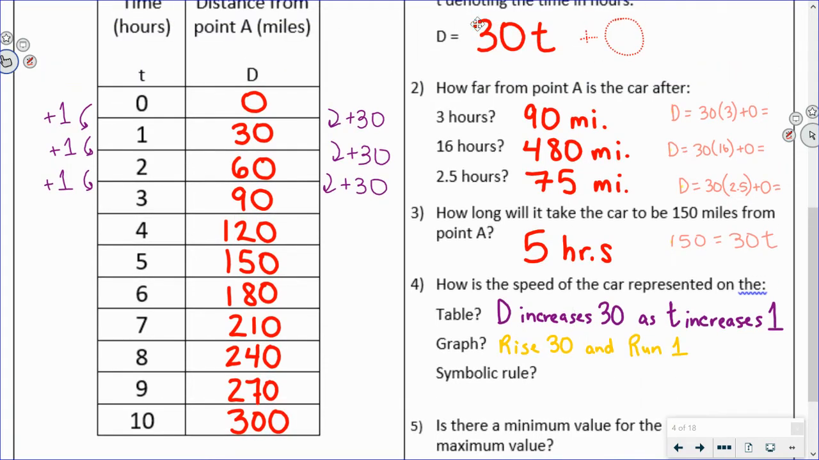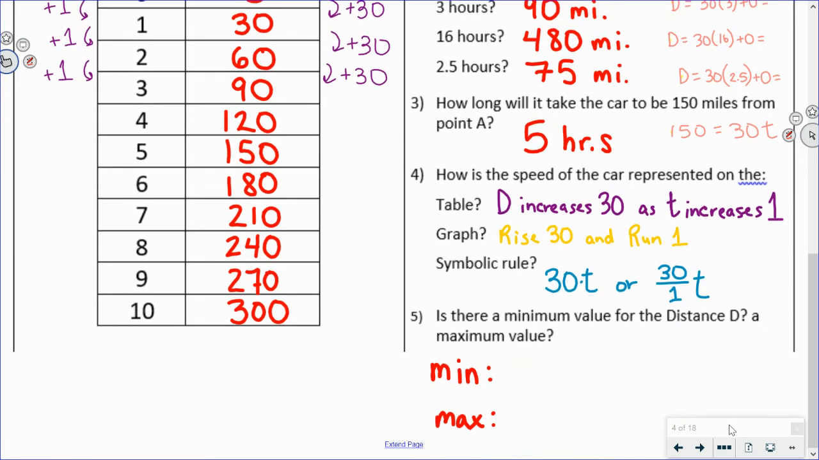Lastly, symbolic rule. How did we see or write it or denote it in our equation? Well, you can write 30 times t. Yes, you may write 30 over 1 times t. After all, a rise of 30 miles every 1 hour times t hours. So 3 different ways of seeing the rate of change.